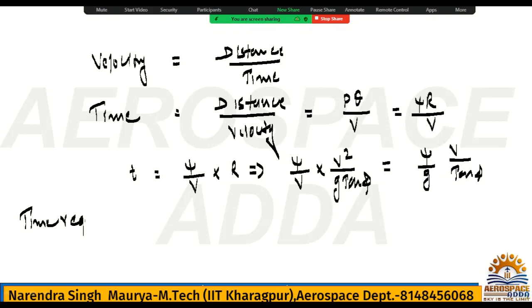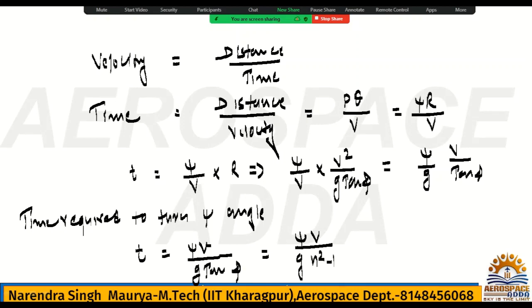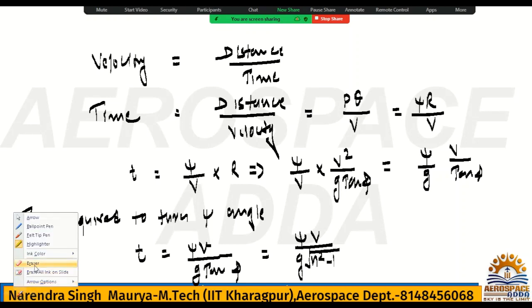Simply, you can write the time required to turn psi angle. What is the time required to turn psi angle? It is T, and it is nothing but psi V by g tan phi, or you can write psi by V g. What is tan phi? It is nothing but square root of n square minus 1. No?